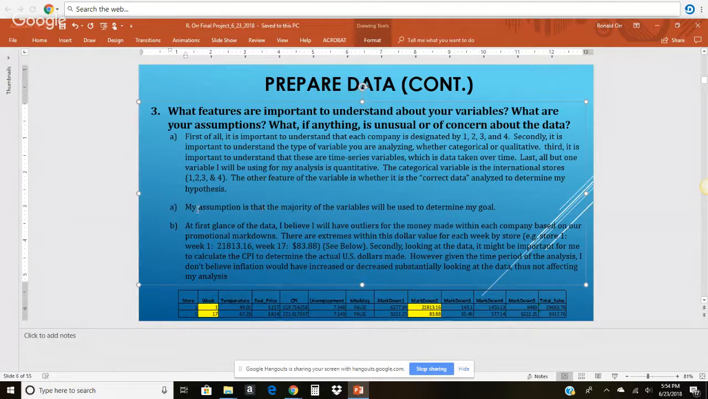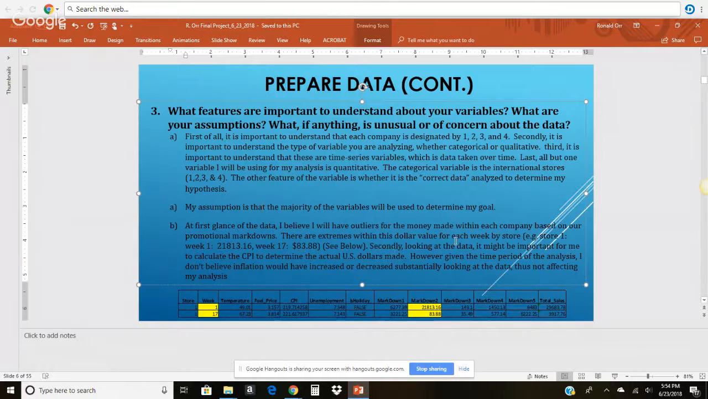Some important data to understand is that at first glance of this data, I believe I will have outliers for the money made within each company based on our promotional markdowns in these locations. There are extremes within the dollar value for each week by store, as you see below.